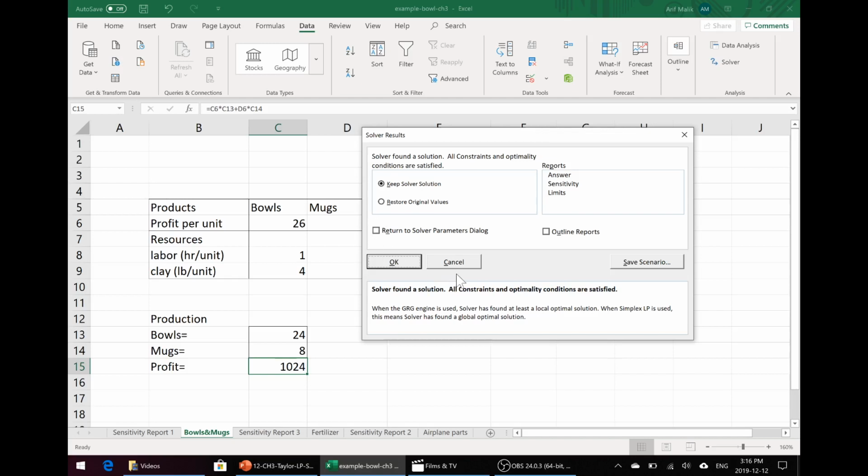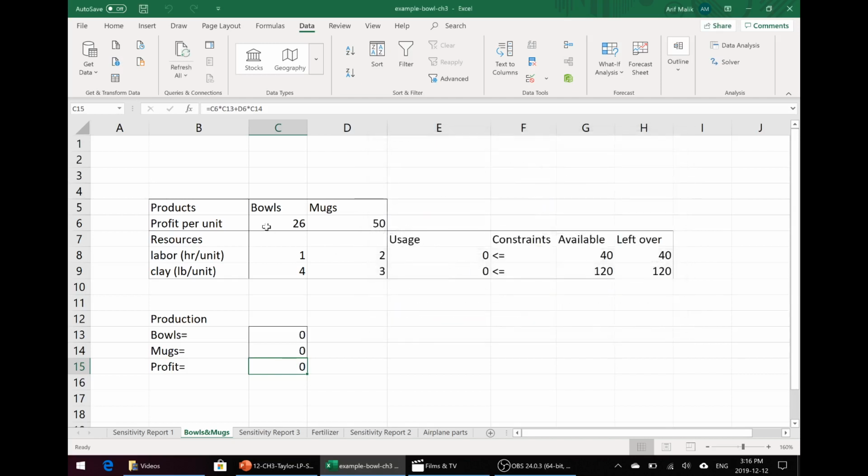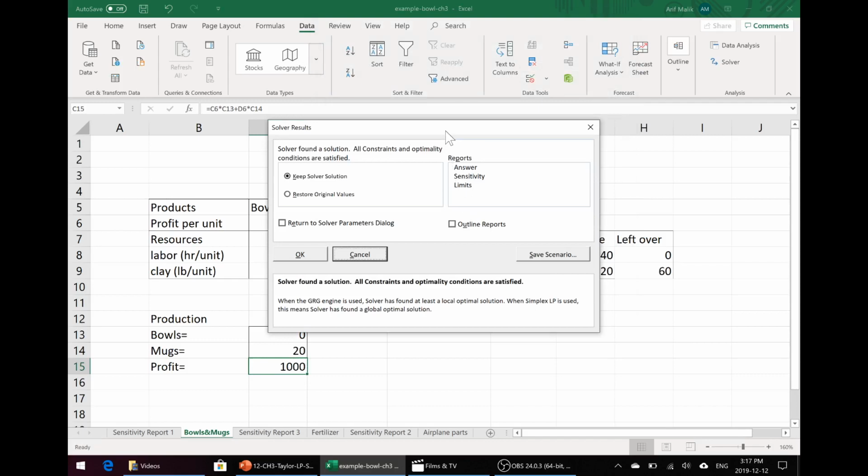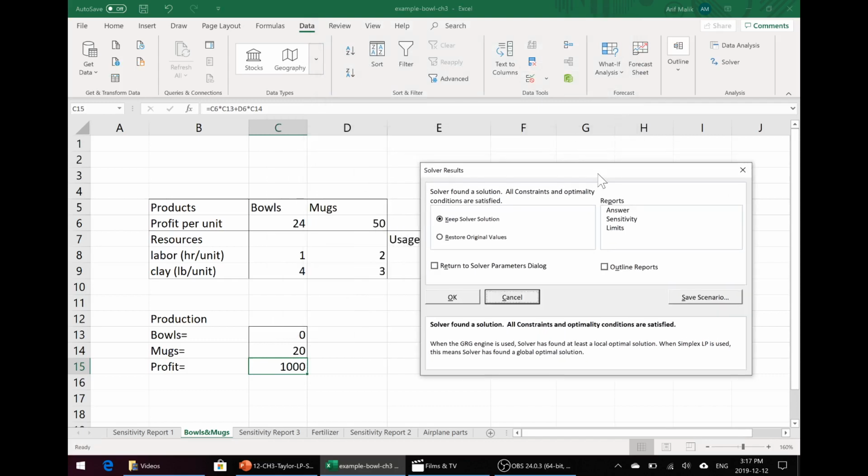Now if we change to 24, let's cancel this out and change it to 24. Now we know that it is out of the range. We will have a new corner point. Let's see. Go to Solver and we say solve, and we have a new corner point, which is 0 bowls and 20 mugs. The corner point has changed. X2 is now 20, X1 is equal to 0, and we got a new corner point.